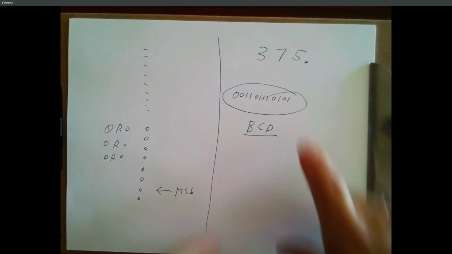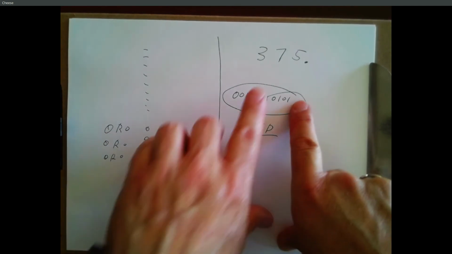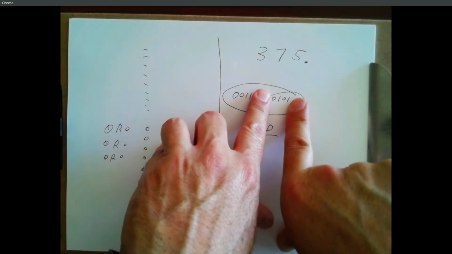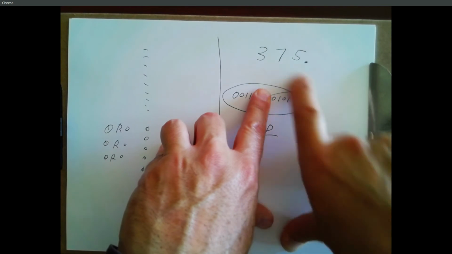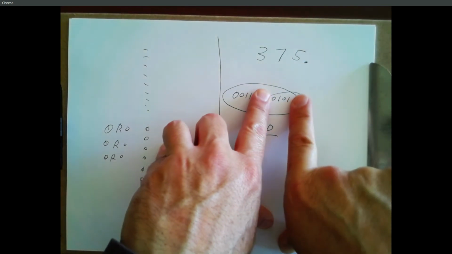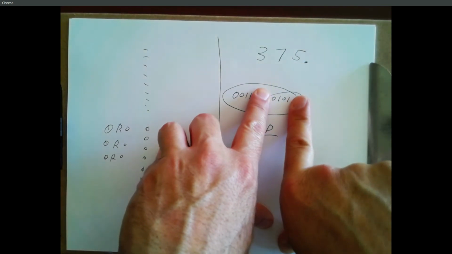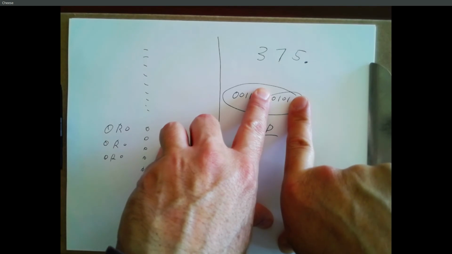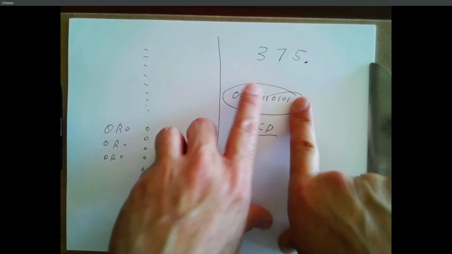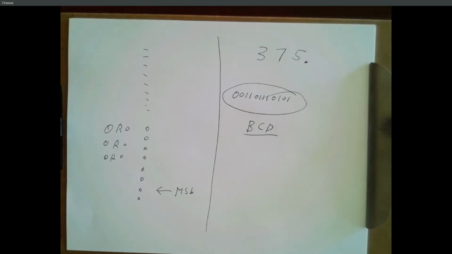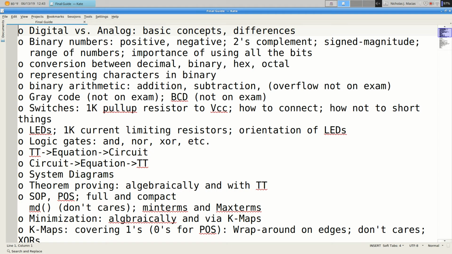If I add 2 BCD numbers together, I may end up with something here that's not a valid digit. For example, if I added 375 and 5, this digit here would look like 1010, 10. And so you have to do some extra work to convert your sum back into BCD. But we'll do that in 270. All right, so that's not on the exam.